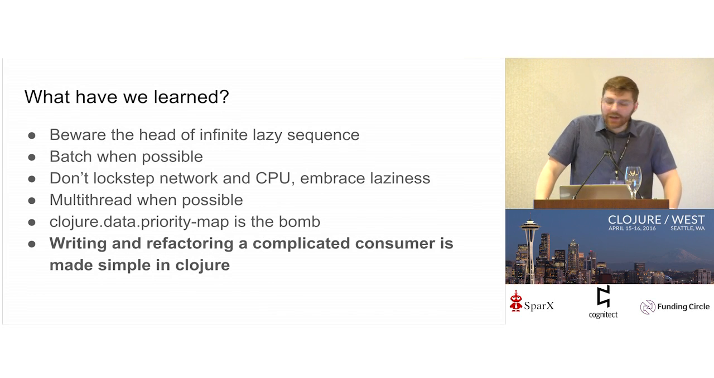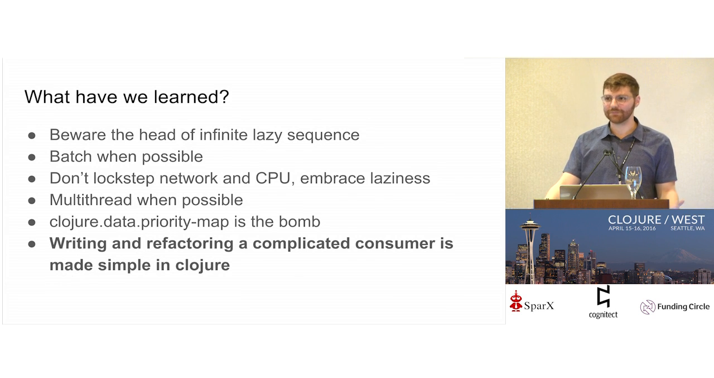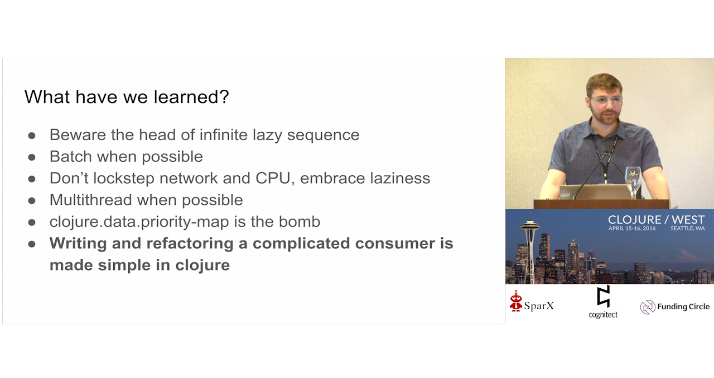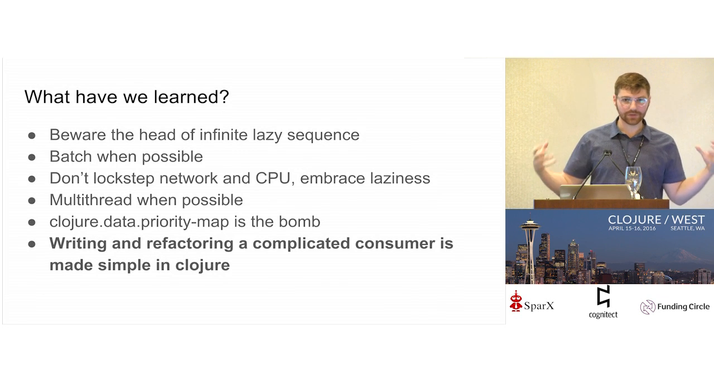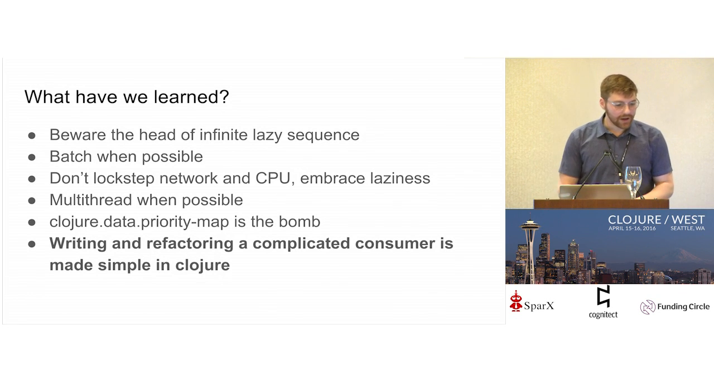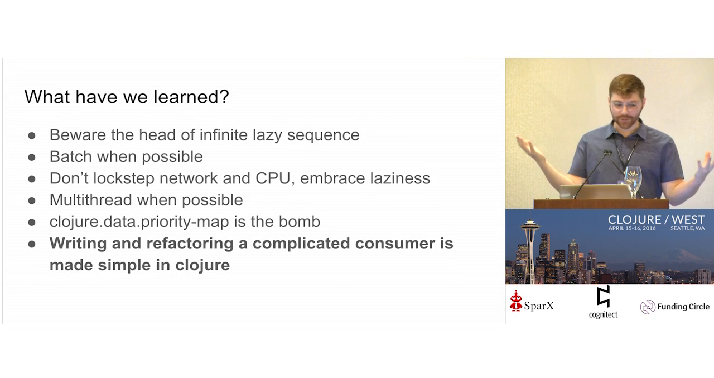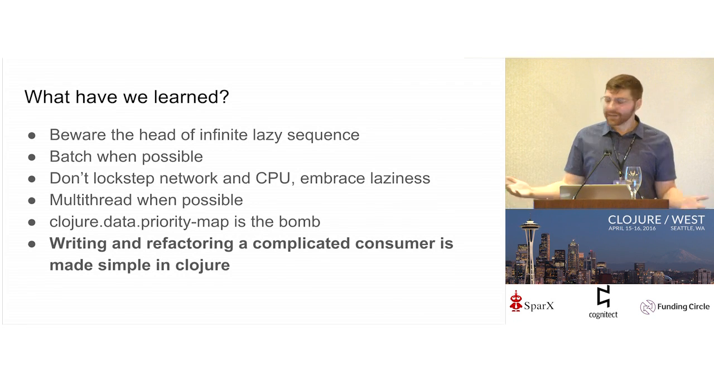So what have we learned? The first thing is beware the head of an infinite lazy sequence. I think this is actually something you could run into when doing any type of Clojure stream processing. Batching whenever possible is a great way of handling data. It lets you reduce network calls. Don't lockstep your network and your CPU. Embrace the laziness of Clojure. Priority maps are the bomb. Multithreading when possible. And writing a consumer in Clojure is actually pretty easy.